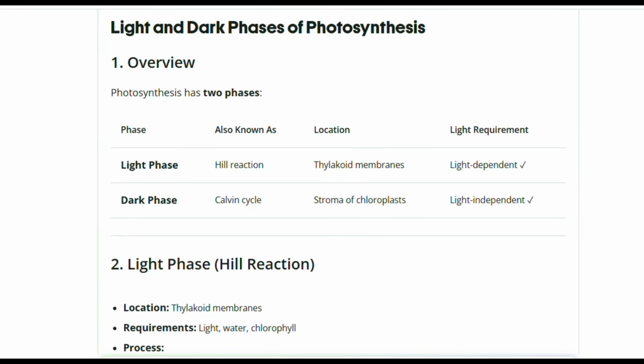Okay, now we are moving on. We're moving to the light phase and dark phases of photosynthesis.